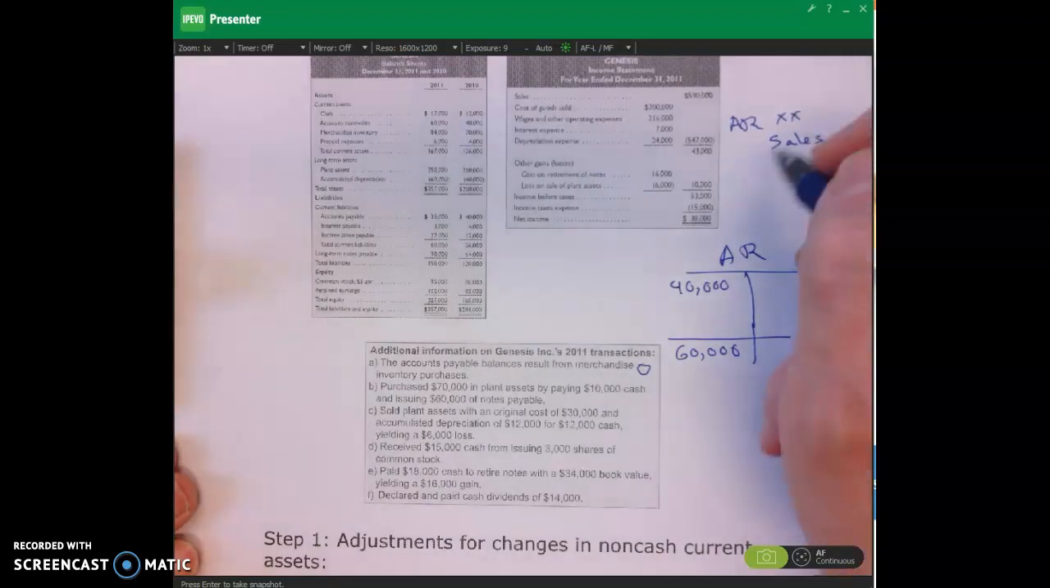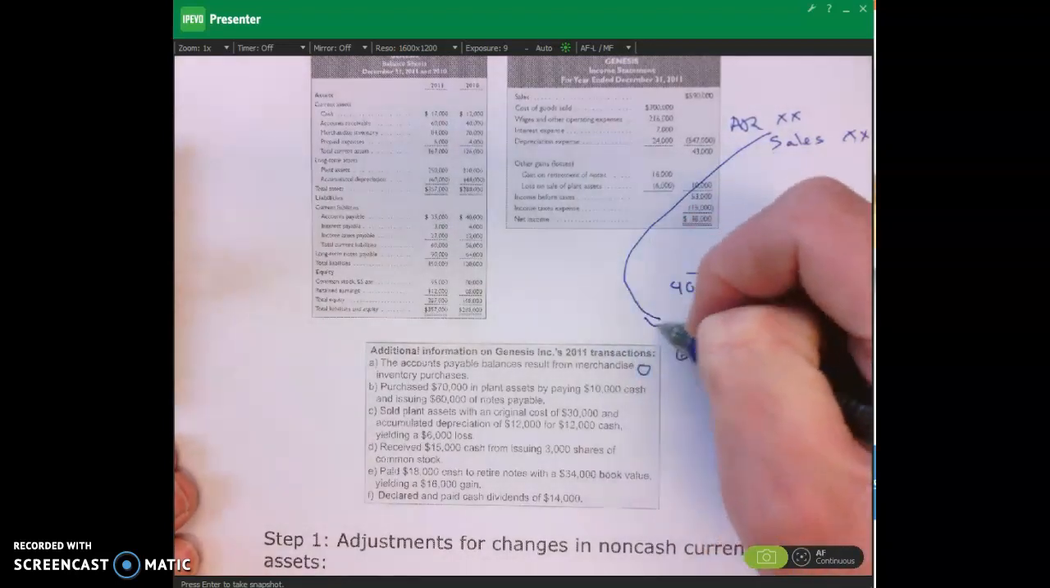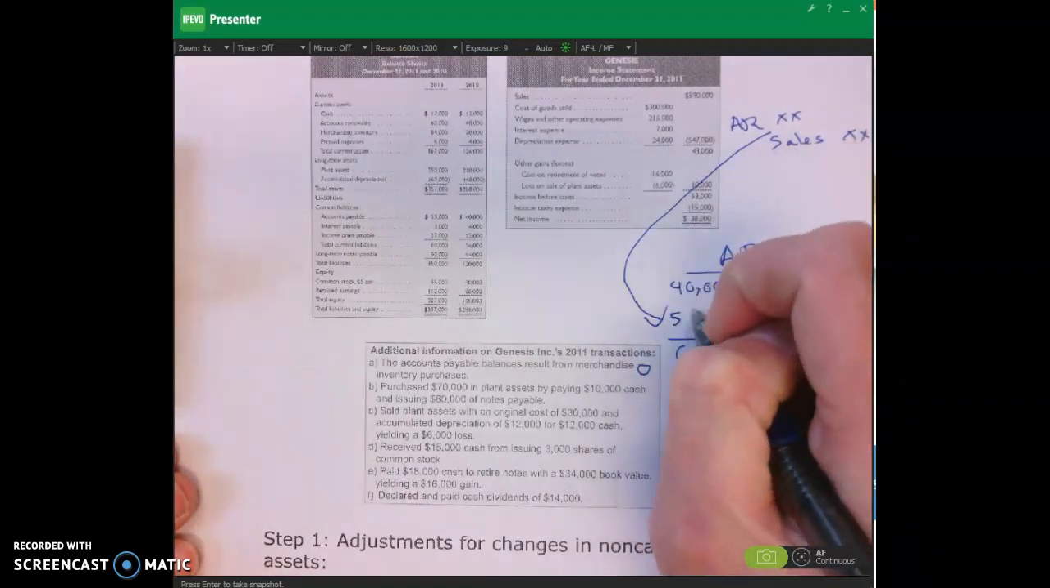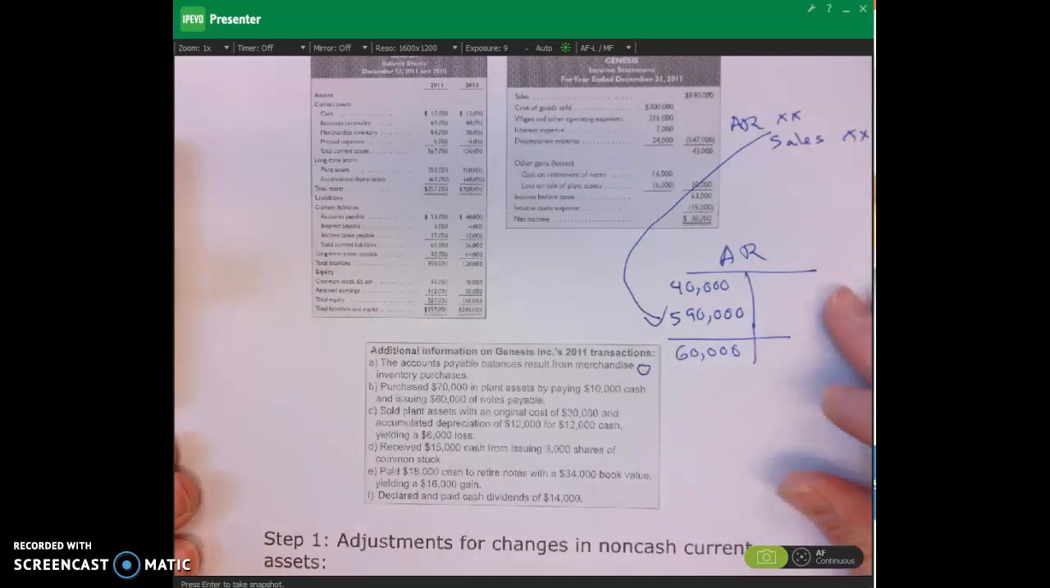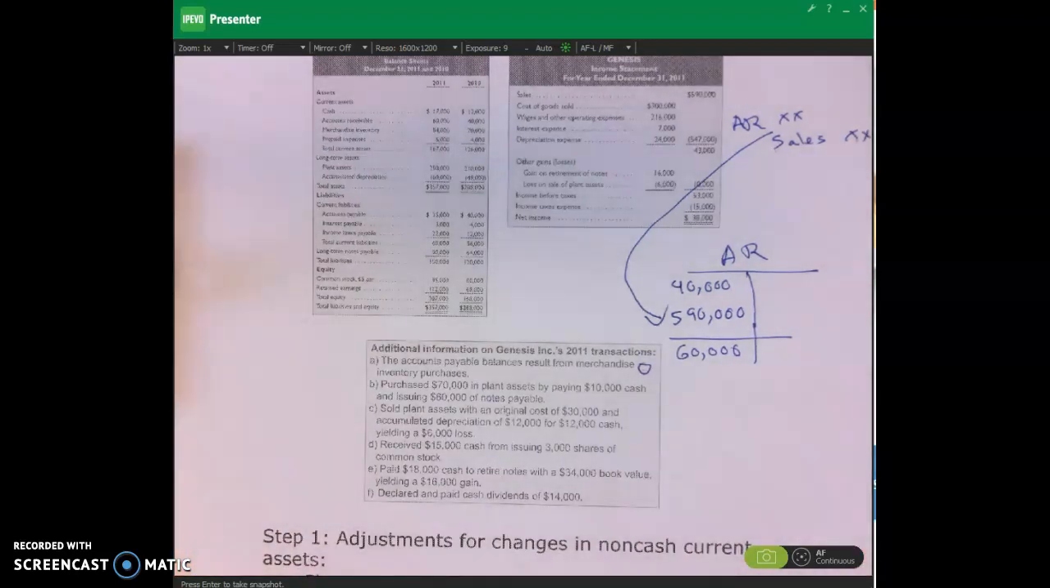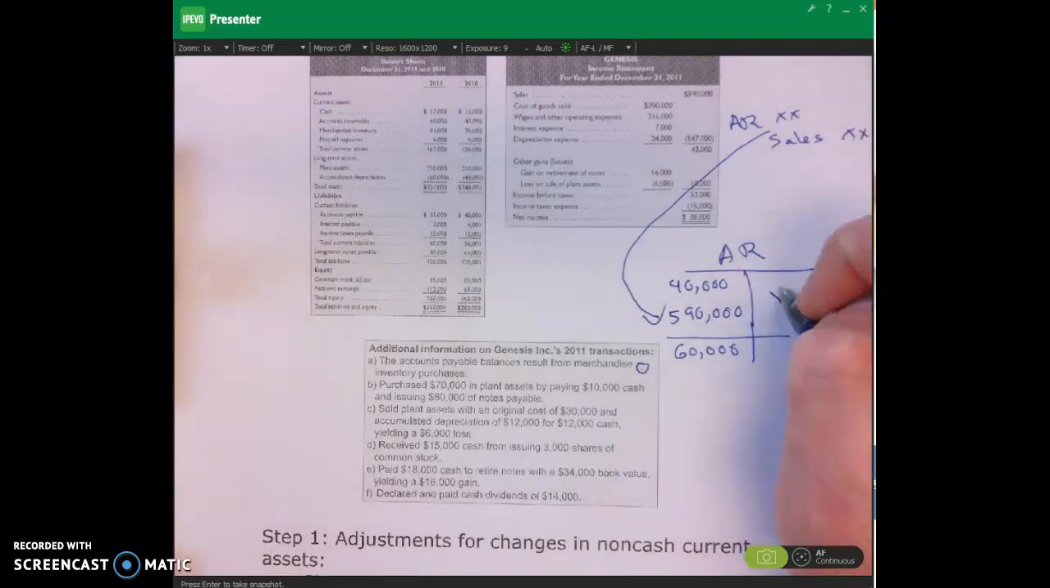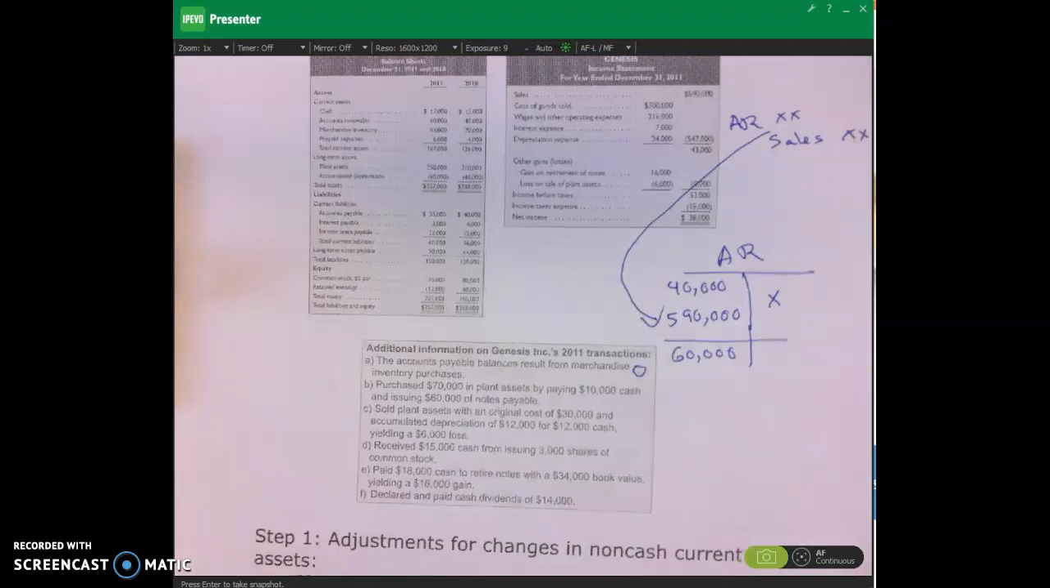So I can put that corresponding debit right down here in my T account. Okay? So what I want you to do is take a second and tell me what this number would be. What is the credit? Pause the lecture video and tell me what the credit would be right there.